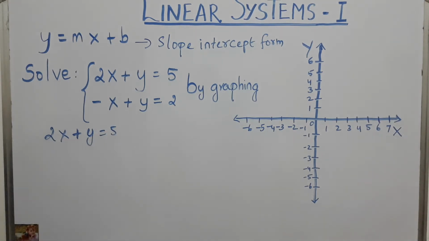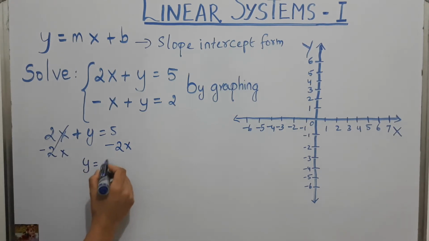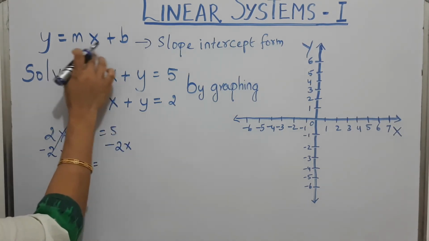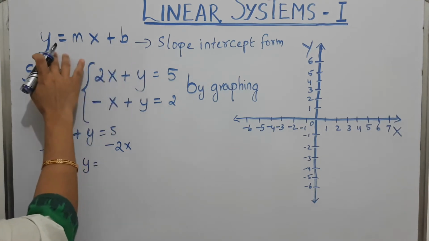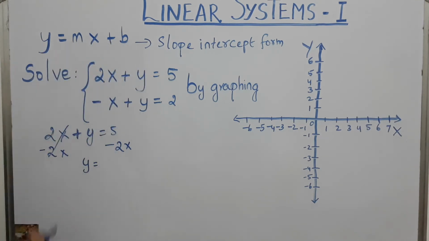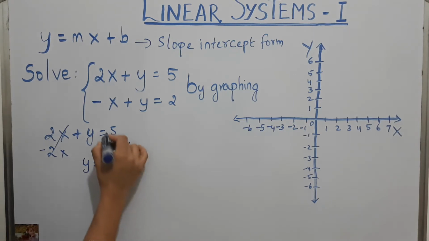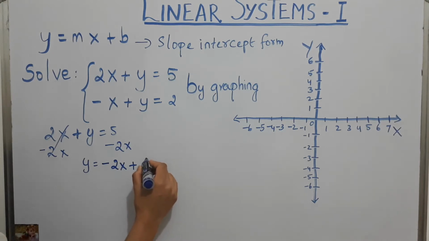Now you have to keep only the y on the left hand side and move the other terms to the other side. So here you bring this to the other side: minus 2x on both sides, and so this will be gone. So y equals, first you write the x term, because in the general form y is equal to mx plus b, the x term comes first. So minus 2x, and this one has a plus sign in front of 5, so plus 5.